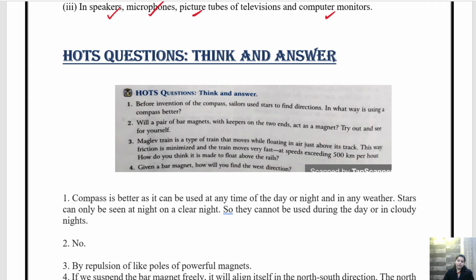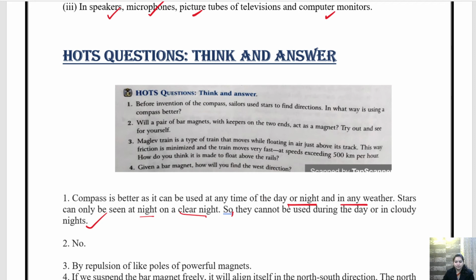Okay, so let's see what is the answer written. A compass is better as it can be used at any time of the day or night and in any weather. We can use a magnetic compass in any weather, in day or night, anytime, every time it will show a perfect direction. Stars can only be seen at night on a clear night. ठीक है, अगर बादल साफ है, धुंधला नहीं है, कोहरा नहीं है, then only we can see a star. So they cannot be used during the day or in the cloudy nights. Clear? So that is why a compass is better than seeing the star.